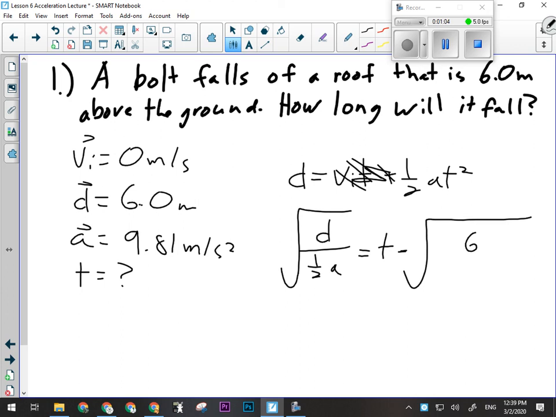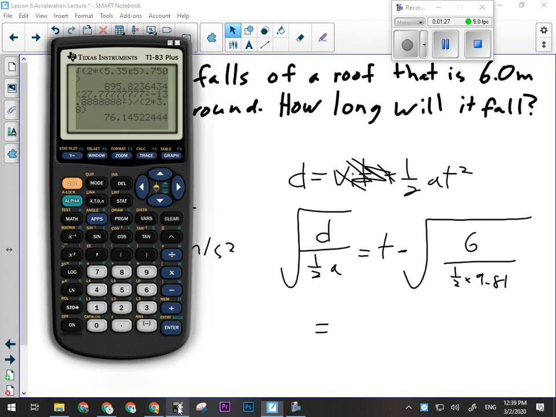So I'll have 6 divided by 1/2 times 9.81. Now, because the 6 and the 9.81 are both down, I'm not making them negative. Okay, so if you're looking at that and going, that's down, that should be negative. It could be, but then they'd both be negative. Right? I'm just going to say I don't have to worry about that because it doesn't change direction at any point. Okay. So when I plug those in, we're going to have square root of 6 divided by 4.905. That's half of 9.81.